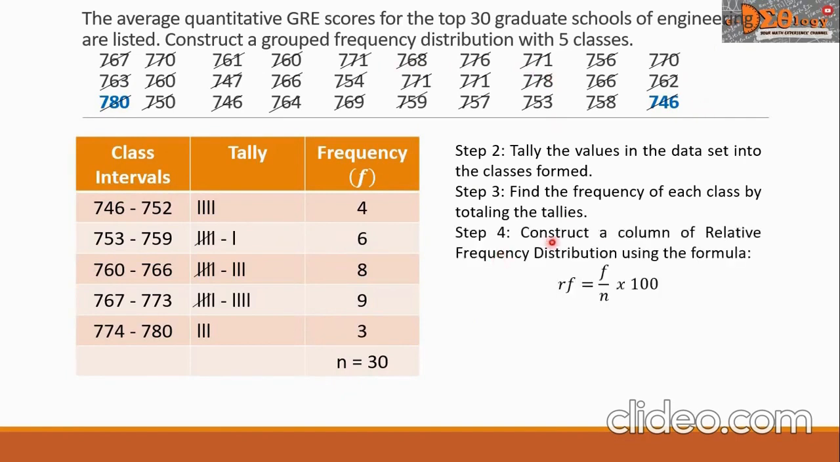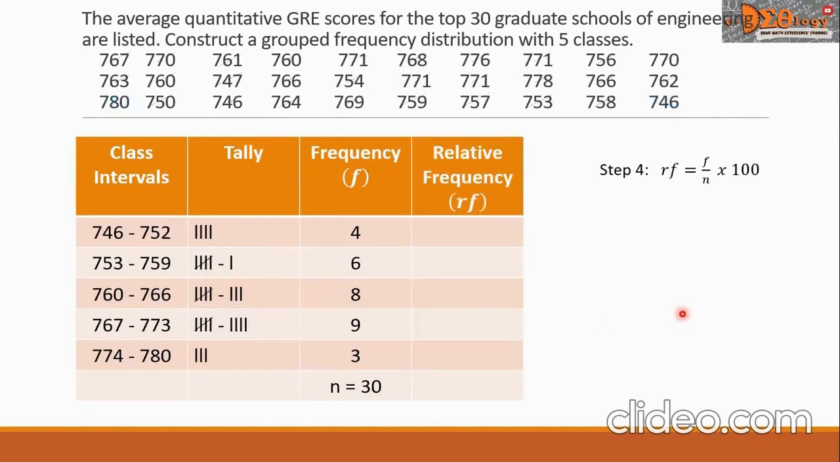For step 4, let us construct a column of relative frequency distribution using the formula Rf equals F over N times 100. So we need a column for the relative frequency, and our formula is here. For the first blank, we're going to use the frequency of the first class interval, which is 4, divided by the total number of frequency, which is N, the 30. So you see here we have 4 over 30 times 100.